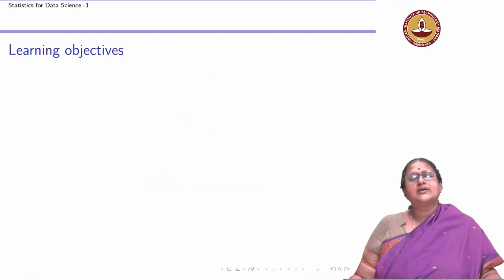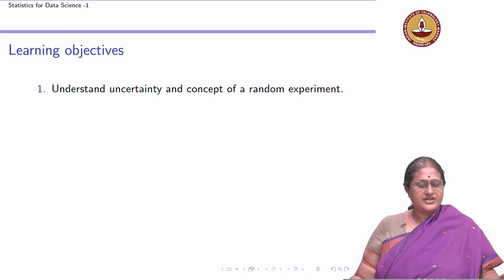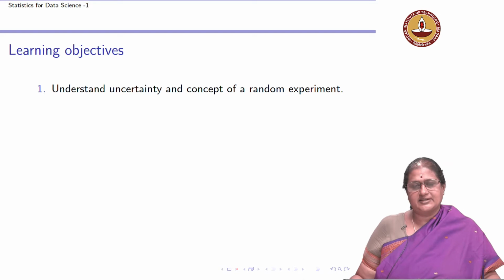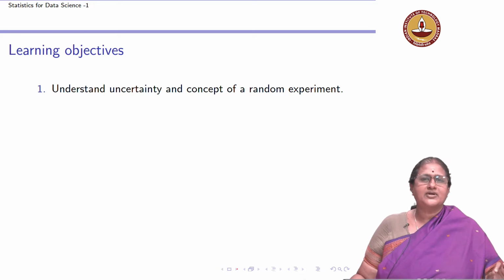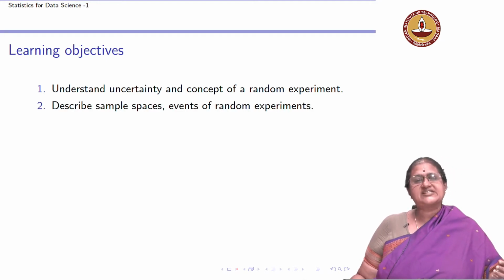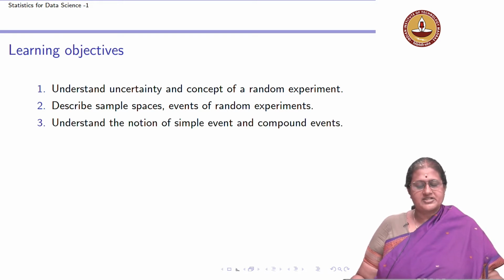So, having learnt about permutations and combinations, we now move on to learn about the fundamentals of probability. What we are expected to learn in the next 2 weeks is, we are going to first understand what we mean by uncertainty, and we will understand a very important concept, that is random experiment. The concept of random experiment and what are events and sample spaces are extremely important in our understanding of probability. We then move forward to understand the notion of simple event and compound event.